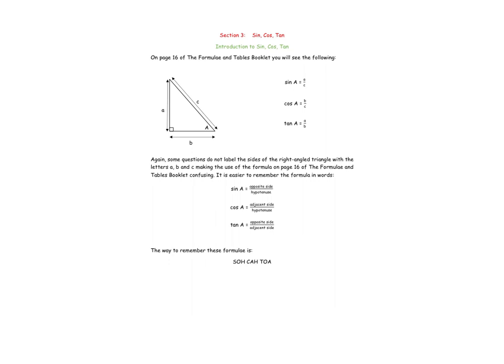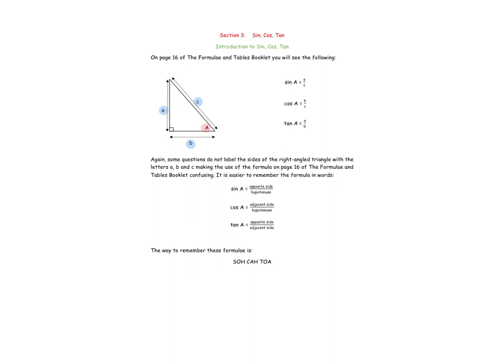So on page 16 in the formula and tables booklet, you'll see the following. So you have a triangle. In that triangle, you have a particular angle, and that angle is called A. You've also been given three sides. We've been given a, b, and c. Then what they say is that the sine of A is equal to a over c, the cos of A is equal to b over c, and tan of A is equal to a over b.